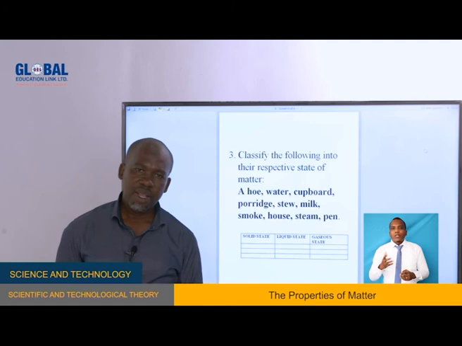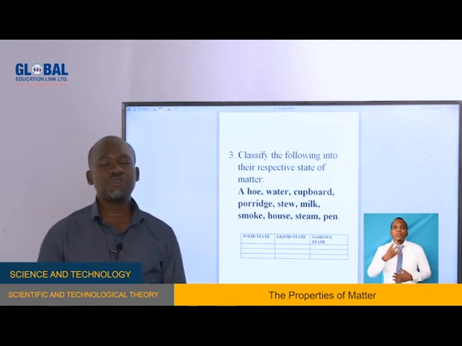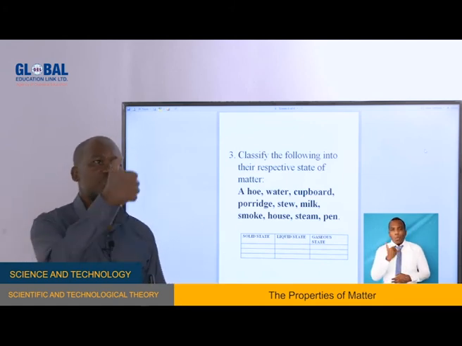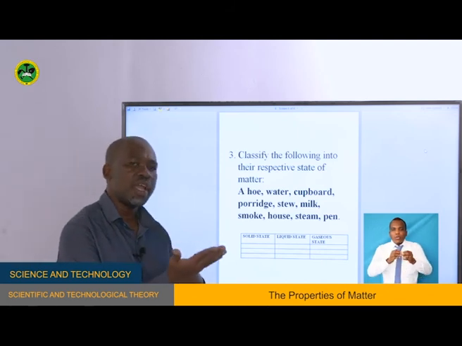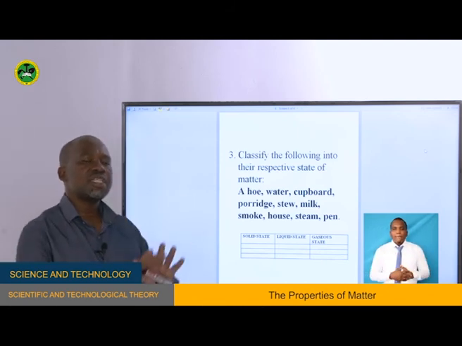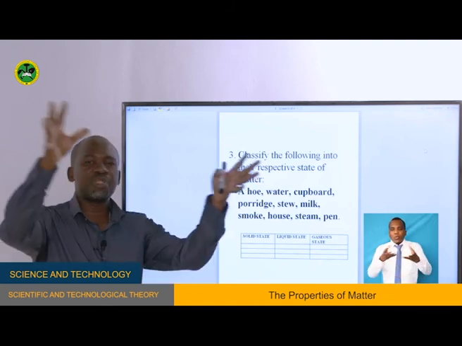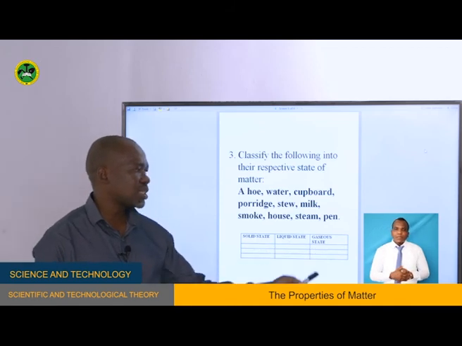Steam. Steam is in the gaseous state. Why? Because it is free to move. It is very hard to collect. Once you spray, or once the steam goes to the air, after a few seconds it disappears because it is free to move to take the space available. Now, steam falls under the gaseous state.